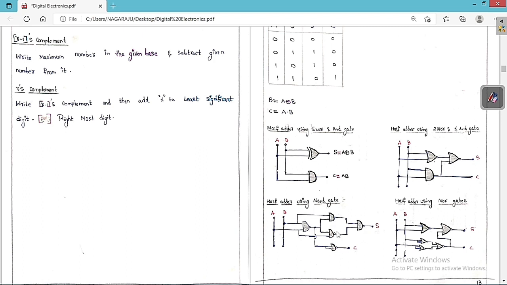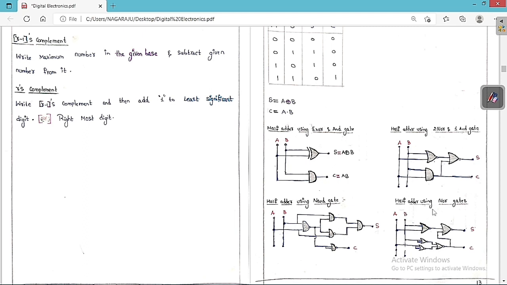Out of these, 4 NAND gates are required to build the XOR gate and these 2 NAND gates are required to build the AND gate. So totally we are going to get 5 NAND gates. This is a very important thing that you always have to keep in your mind.